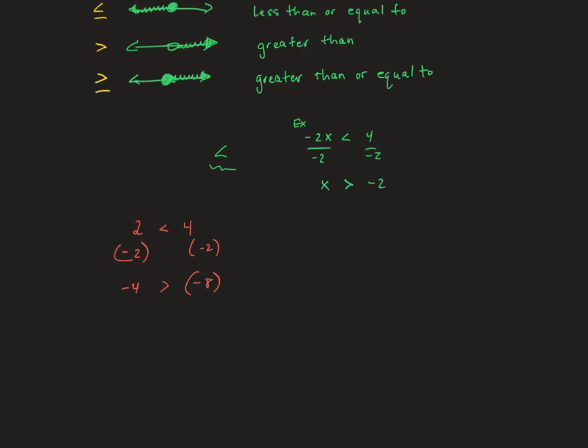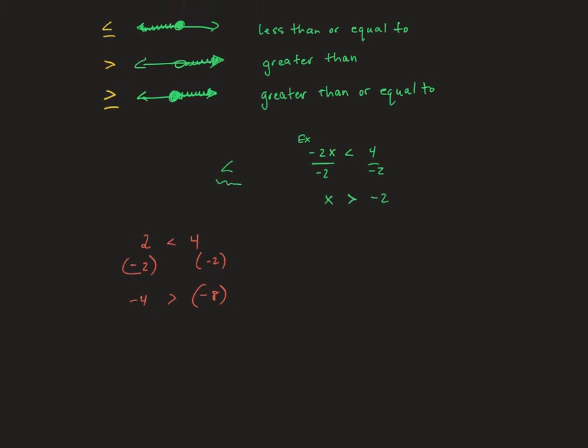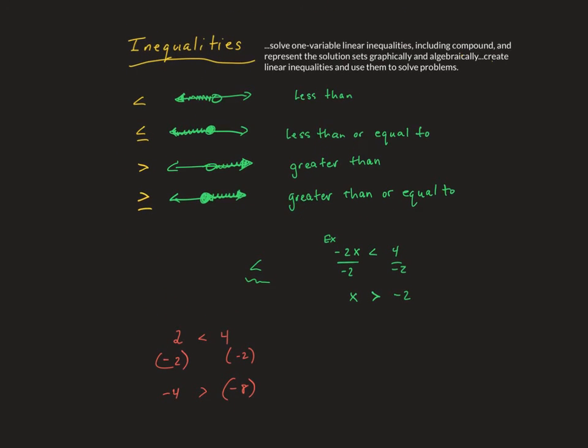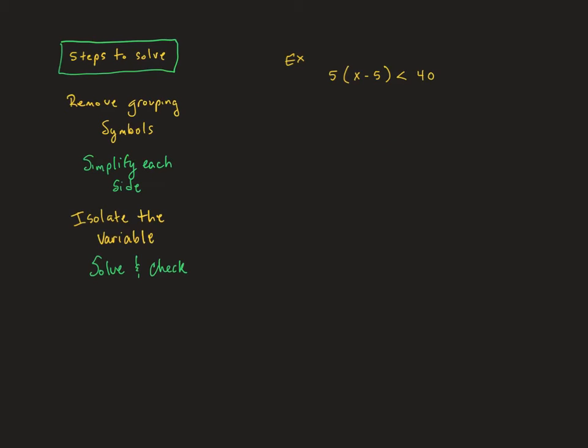So going on, hopefully this was a good refresher so you are ready for today's lesson, to a couple of examples. When we solve these, we're going to solve them just like equations. We're going to remove our grouping symbols, simplify each side, isolate the variable, and then solve and check, of course. This portion of the steps is often the skip step that nobody does.